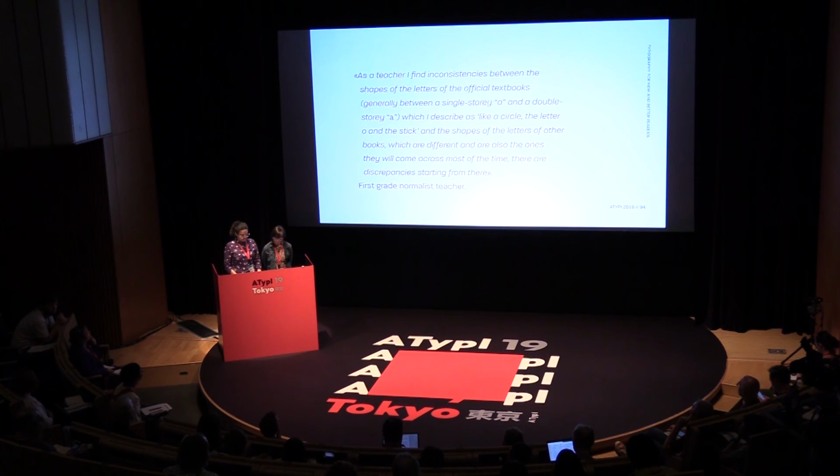From the interviews with teachers, we found: "As a teacher, I find inconsistencies between the shapes of the letters of the official textbooks, generally between a single story A and a double story A, which I describe as like a circle letter, O with a stick, and the shapes of the letters of other books, which are different and are also the ones they will come across most of the time. There are discrepancies starting from there." That's something that a first grade normalist teacher told us.